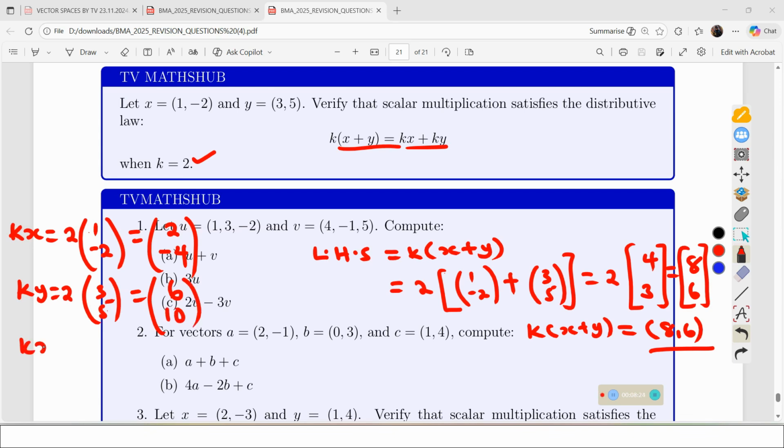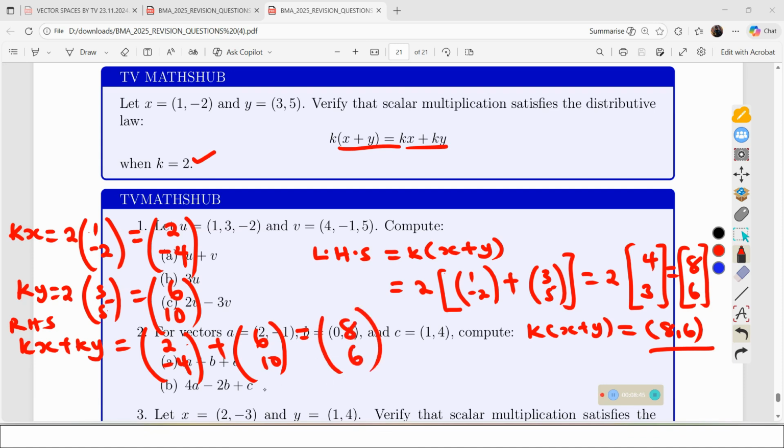So we also look at kx plus ky, and this is the right hand side. So the right hand side will be (2, negative 4) plus (6, 10). So this will give us 2 plus 6 is 8, then negative 4 plus 10 is 6. So this kx plus ky will be the same as (8, 6). So this will be the answer for that case.